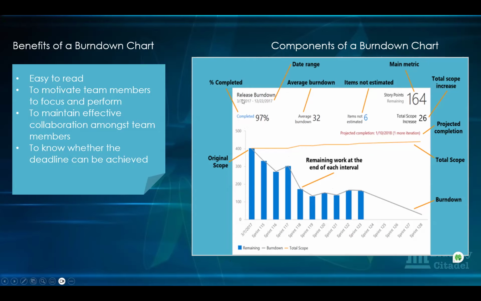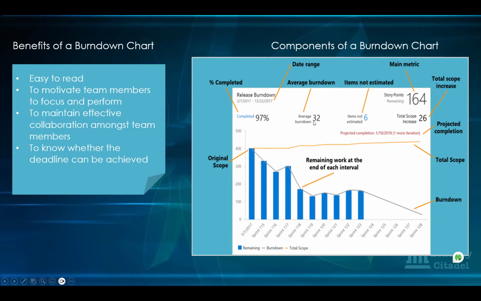Okay, so like I said, it will give you the title, it will give you the date duration. So this is looking at a release burn down, and you can see it's put the date range of that release burn down there. Okay, so over here you have average burn down, and this is just saying that on average this is how the team is burning. Not that they've burned down 32 user stories. No, it's just saying on average, more like their pace. This is how they're working. This is how they're burning down.